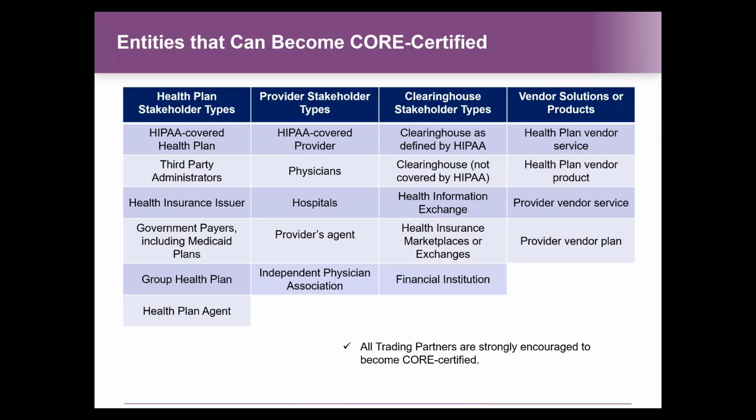This slide shows the types of organizations that can get CORE certified. Note that basically any entity, commercial or public, that is part of conducting eligibility, claim status, and or the EFT ERA transactions can become CORE certified. And if you think about the two ends of these three transactions, the provider and the health plan, they're often reliant on clearinghouses and vendor solution services and products to conduct the transactions. So the actual CORE certification testing is tailored differently for each of these four specific stakeholder categories, since the operating rules apply a little differently for each one.